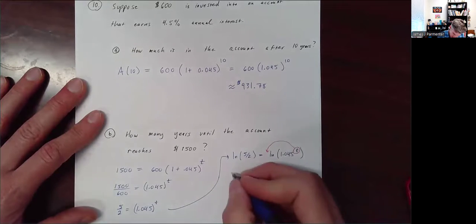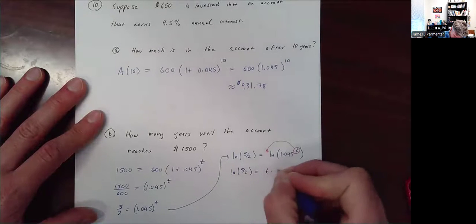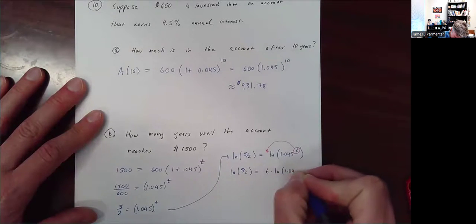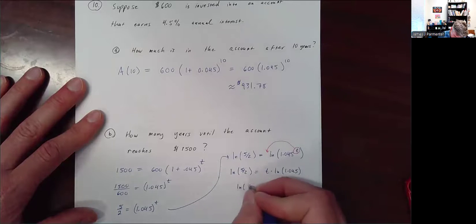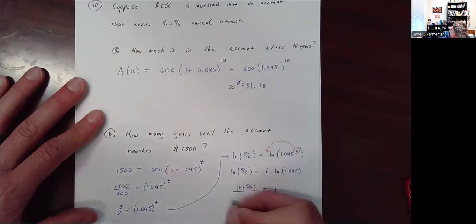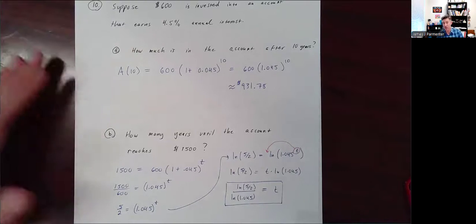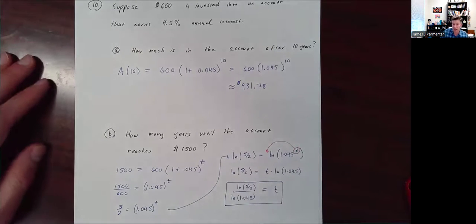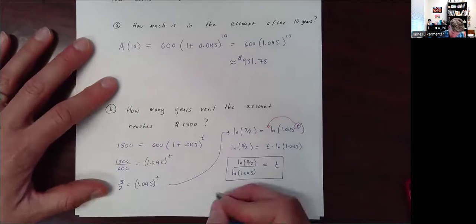So then we're going to say that the natural log of 5 over 2 is equal to t times the natural log of 1.045. And then finally, we're going to divide both sides by the natural log of 1.045 to get that t is equal to the natural log of 5 halves divided by the natural log of 1.045. That is the exact answer. But again, not very helpful. I don't know what that number is really. Is that 2 years? Is that 7 years? What do I know? So I should use a calculator to approximate this.